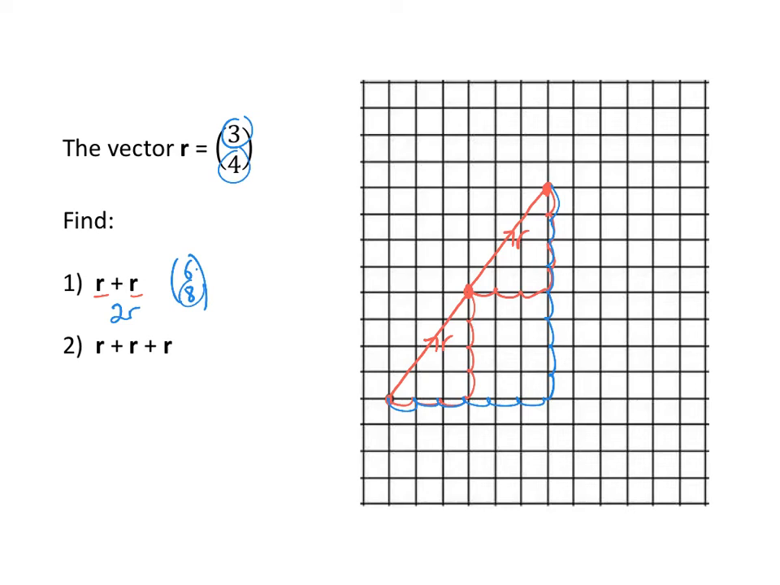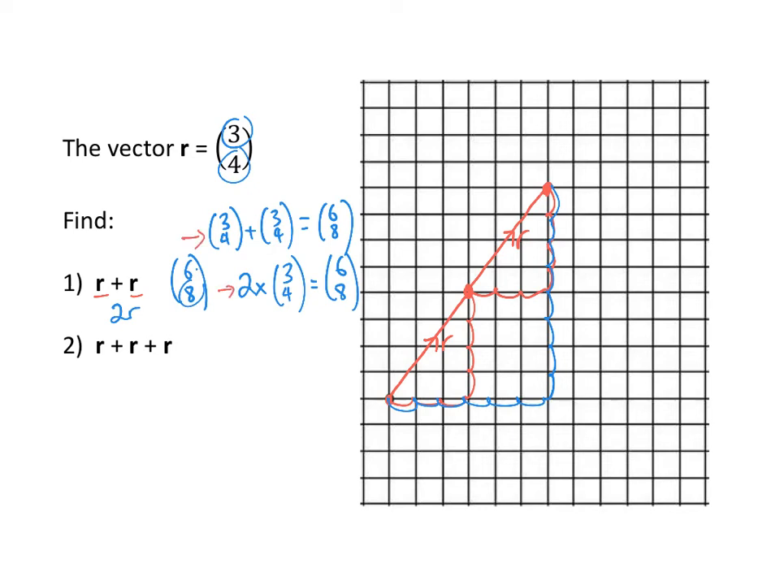So what I could have done is either added those together, 3, 4 add 3, 4 is equal to 6, 8, or I could have just said 2 times 3, 4. So when you multiply a vector, here 3, 4, by what we would call a scalar, which is just a number, then we do 2 times 3 is 6, and 2 times 4 is 8, and you would get the same answer. So here it doesn't really matter whether you use this top method or this method here.